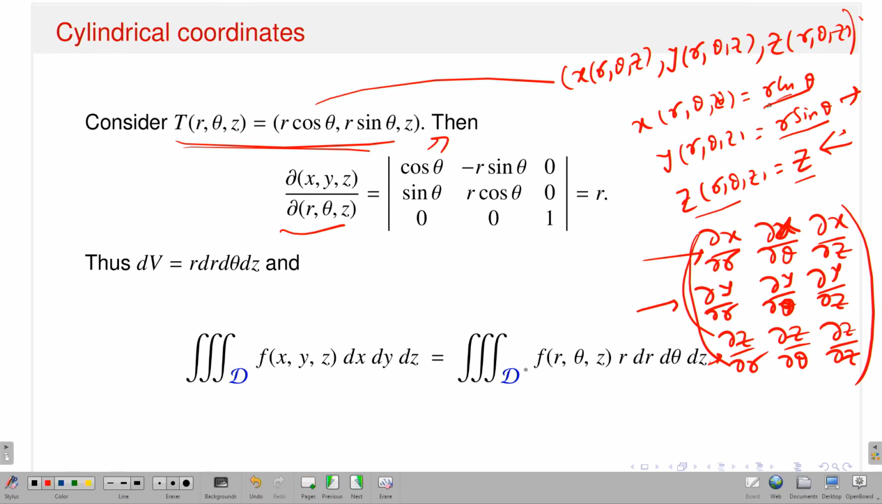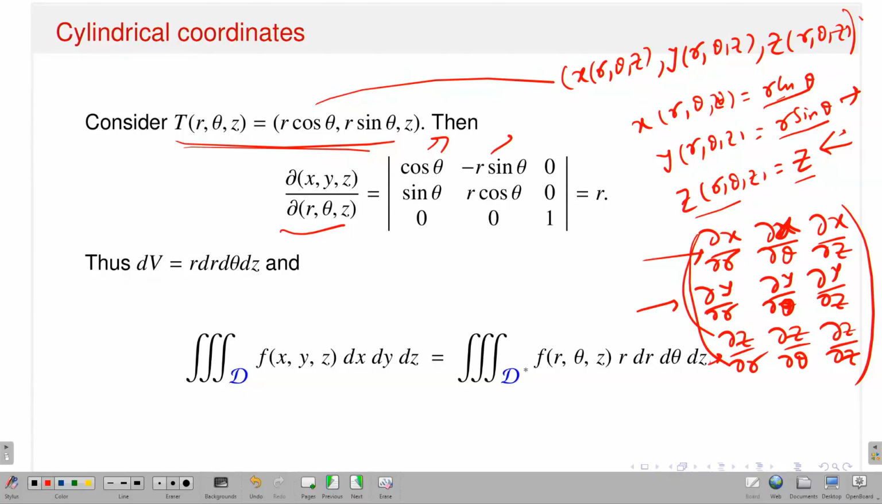What about del x del theta? Now this time I am considering r as constant and you have to perform the derivative with respect to theta. What is the derivative of cosine theta? That means minus r sine theta. And what about del x del z? Now there is no z in x, so the partial derivative of x with respect to z is 0.